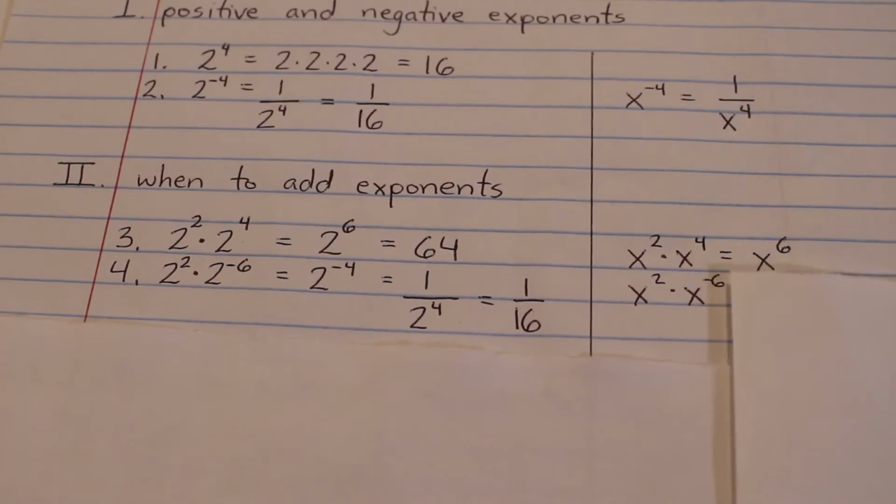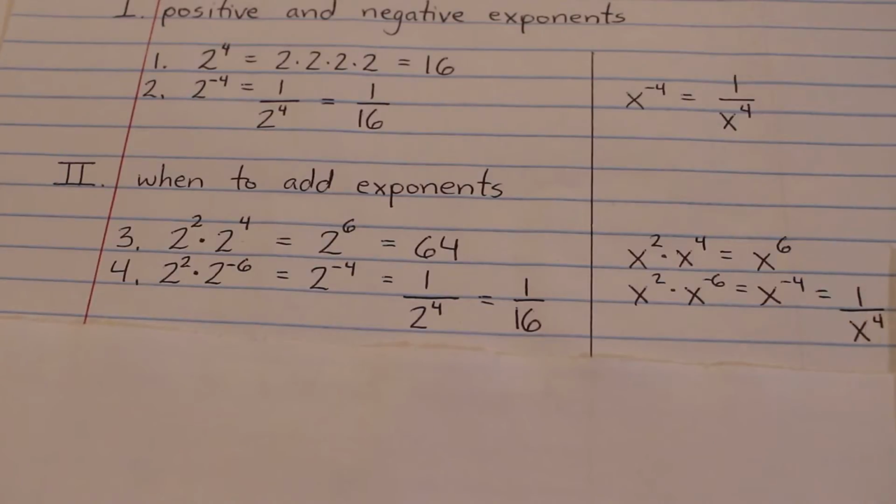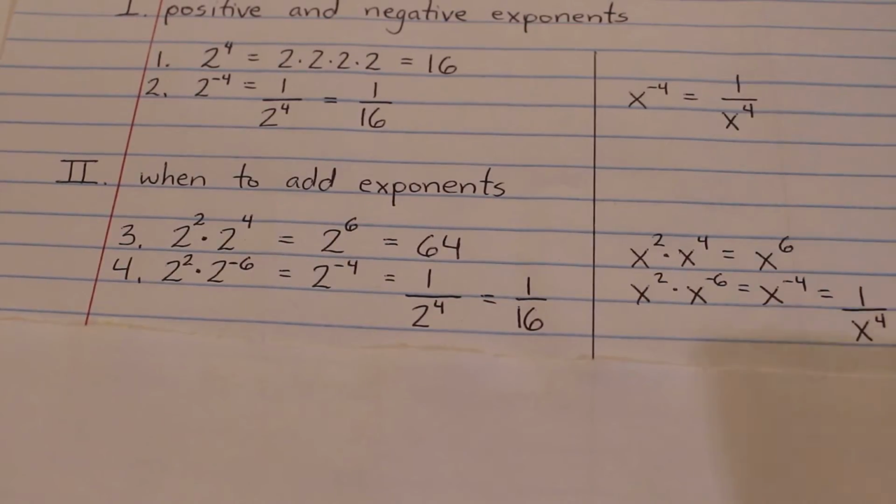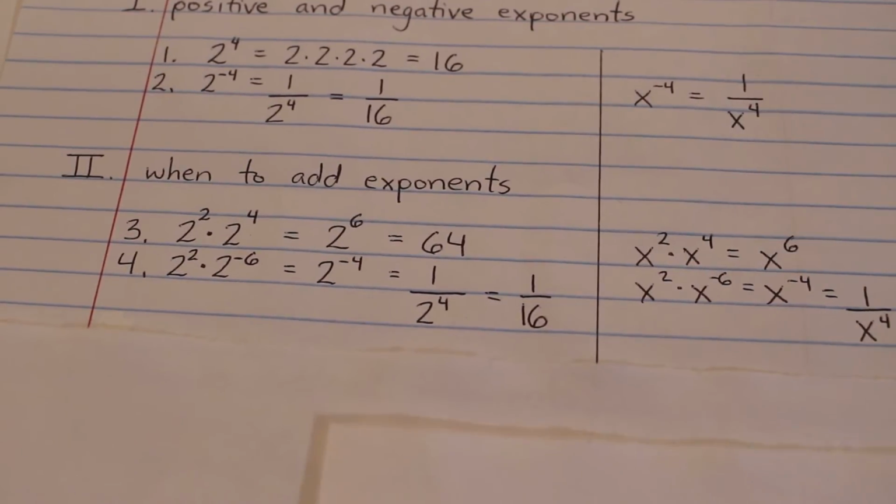In x form, it's the same kind of thing. Add the exponents, get x to the negative 4th, and then write it as 1 over x to the positive 4. So kind of the same thing with x's.